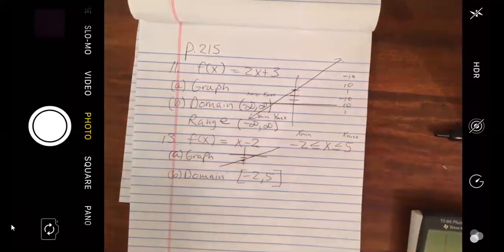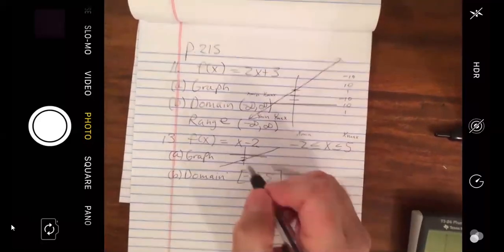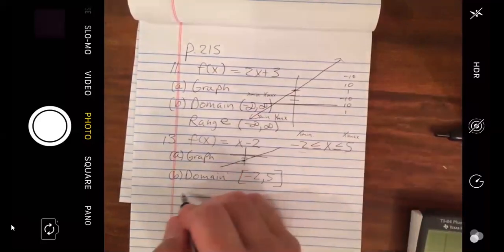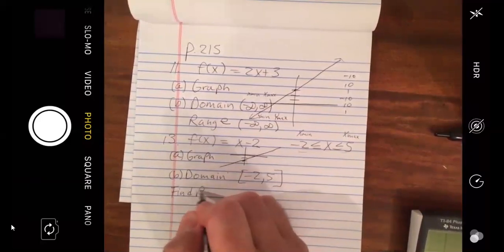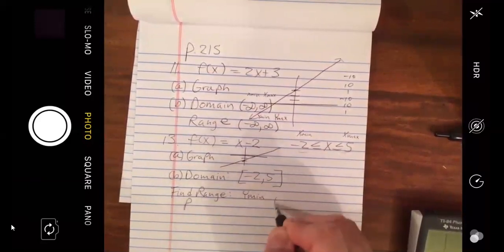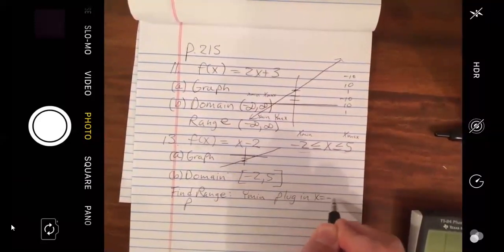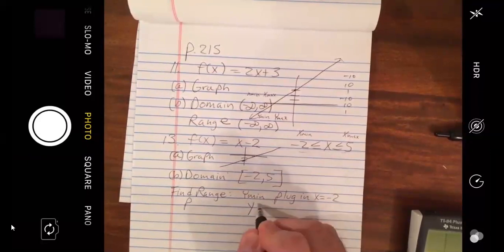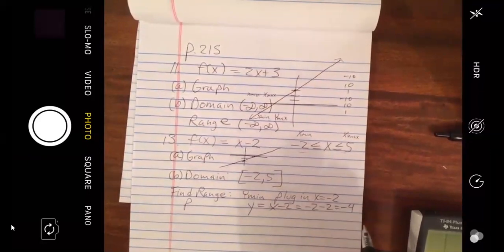Something like this. Now, you've got to be careful, because they gave me this, the line isn't going forever in each direction. So to find range, I've got to plug in x equals negative 2 for y min. So my y is going to be x minus 2, which is negative 2 minus 2, which will be negative 4.